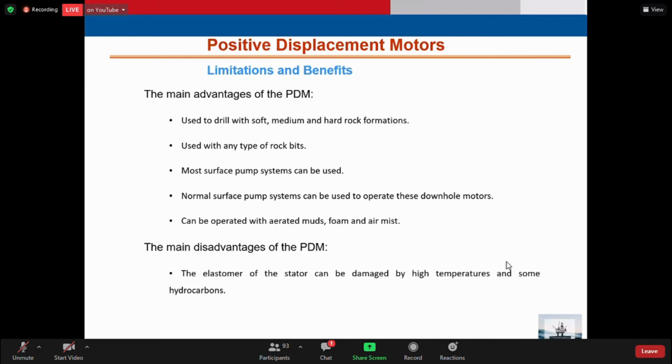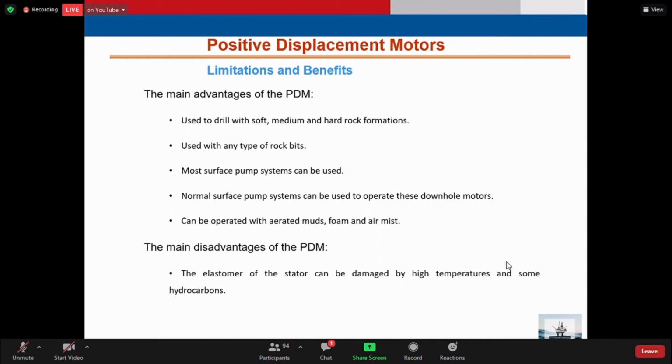The main advantage of the positive displacement motor is that it can be used to drill soft, medium and hard rock formation. As we mentioned before, in the last types, the jet bit cannot be used in medium or hard formation. It's only used for soft formation. With the positive displacement motor, it can be used to drill soft, medium, hard formation.